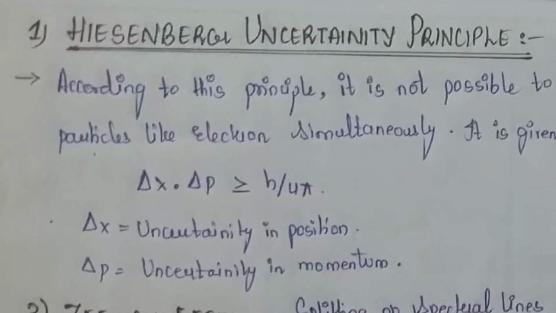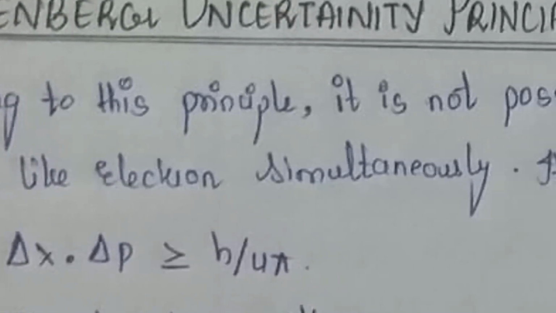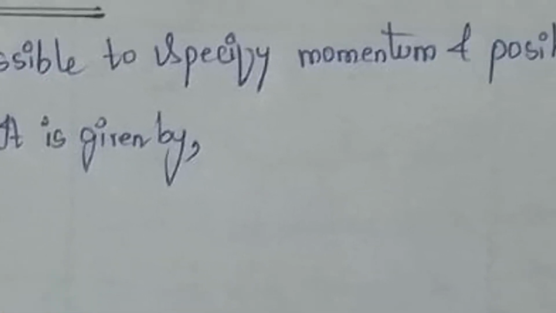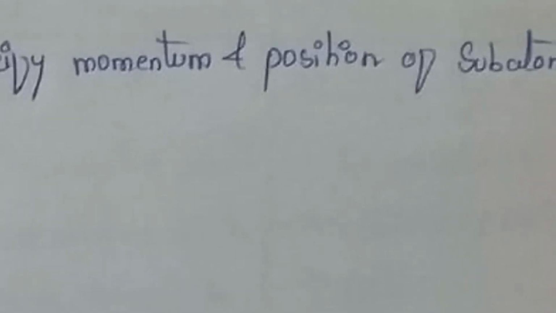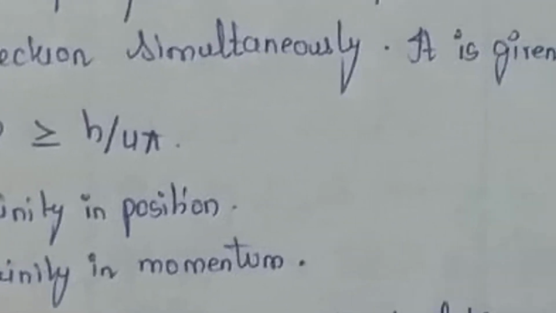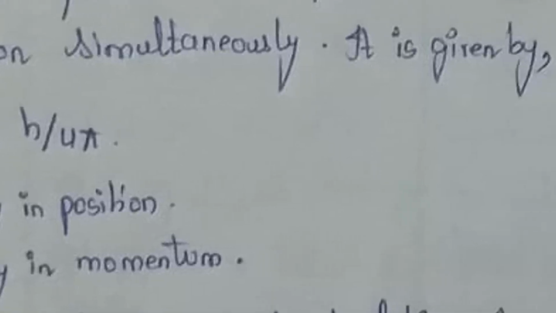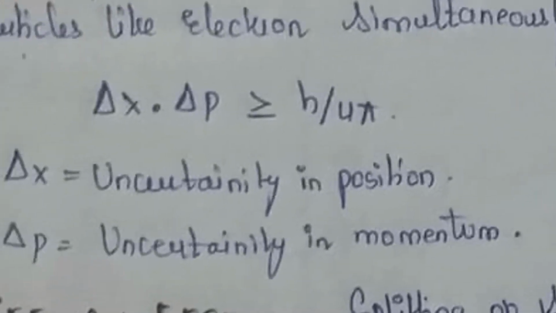Now, Heisenberg uncertainty principle. According to this principle, it is not possible to specify momentum and position of subatomic particles like electron, proton, neutron simultaneously. Meaning, according to this Heisenberg uncertainty, we cannot describe momentum and position simultaneously. It is given by delta x into delta p greater than or equal to h by 4 pi, where delta x is uncertainty in position and delta p is uncertainty in momentum. This is the Heisenberg uncertainty principle.